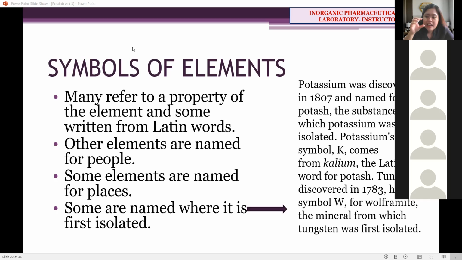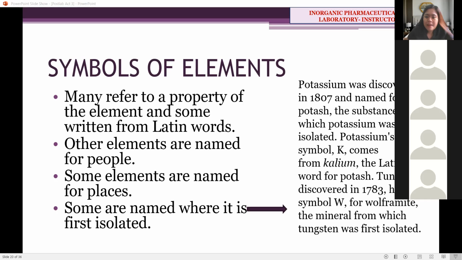So again, our element potassium was first isolated from potash. So that is how it got its name, potassium. But the symbol of potassium is K. That also comes from its Latin word, which is kalium, but the meaning is the same. Kalium still means potash, it is just the Latin term. So that is why K is the symbol of potassium. It was isolated from potash, so that is how it got its name.